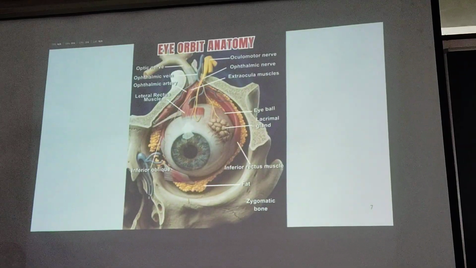The sensory information of the eyeball is carried out by optic nerve, which is second cranial nerve, and ophthalmic branch of the trigeminal nerve.